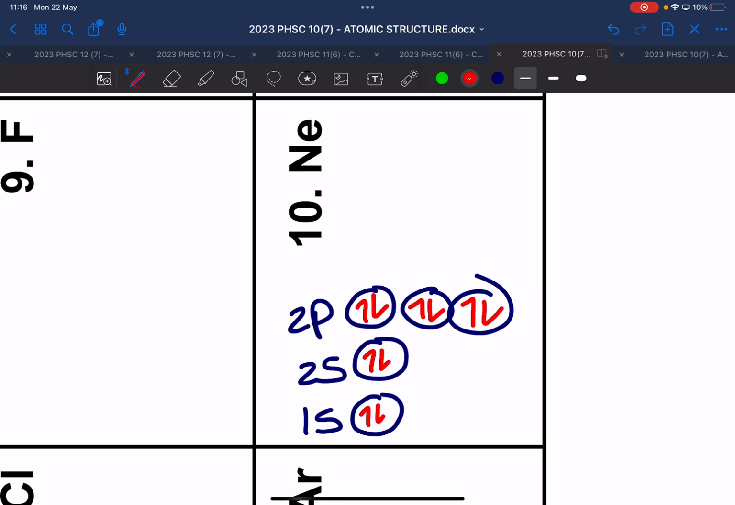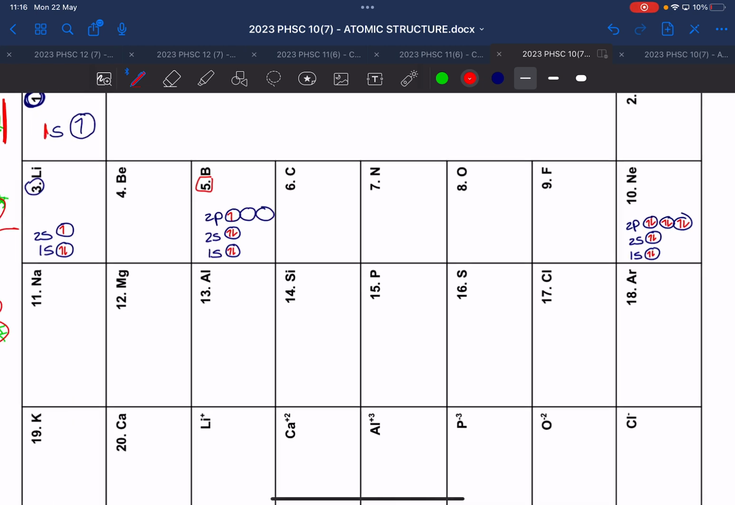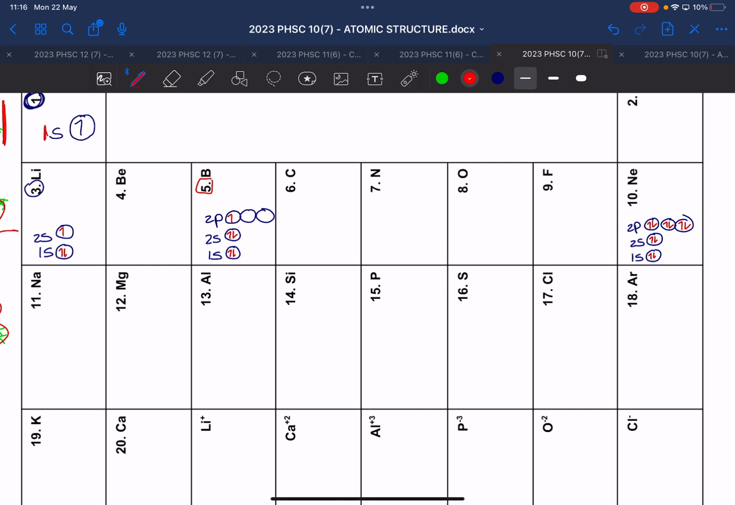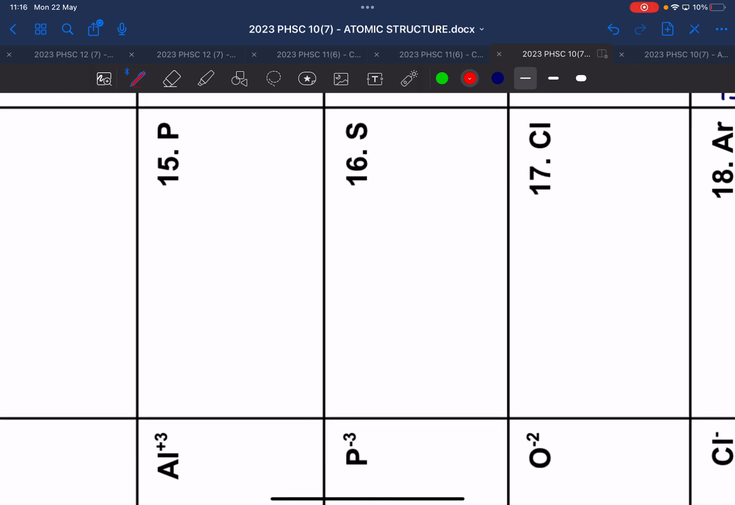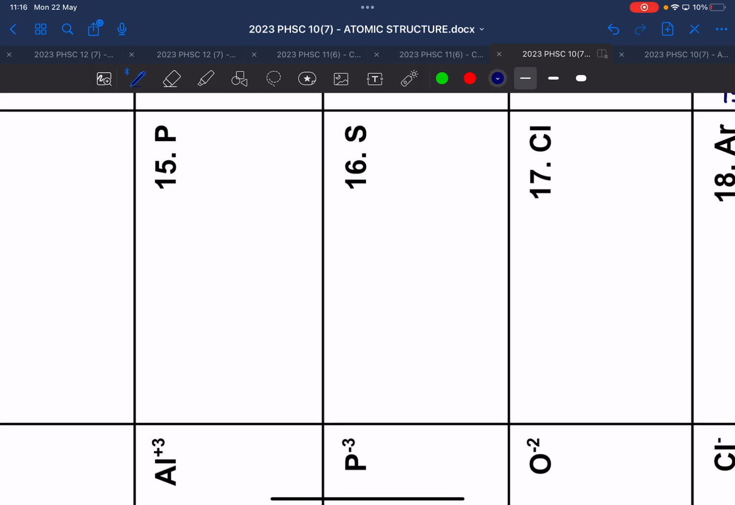Then I want you to go to phosphorus. Phosphorus is number 15. It's in the third energy level, right? So we have to pass the 1s, and then the 2s. So write the 2s circle. Then the 2p. How many p orbitals are there? 3. So you make 3 circles.